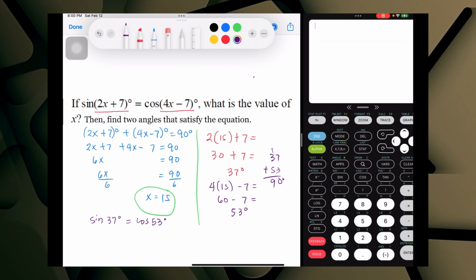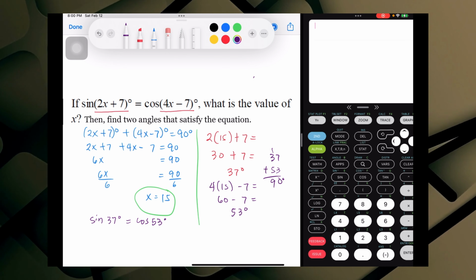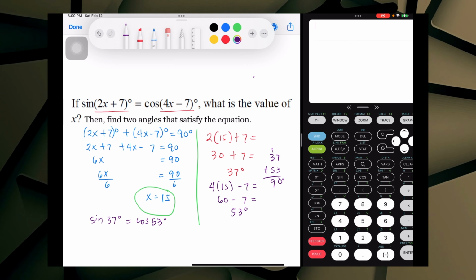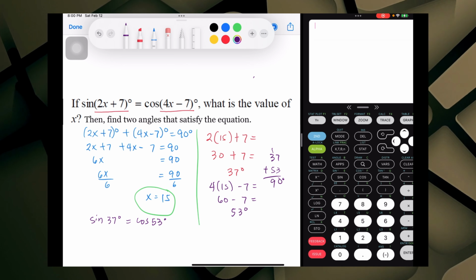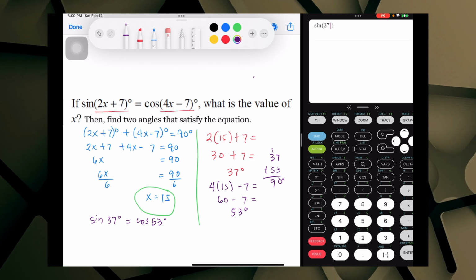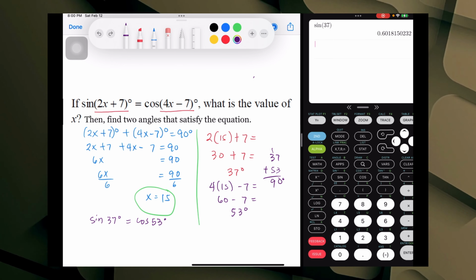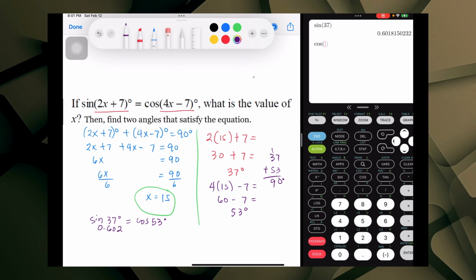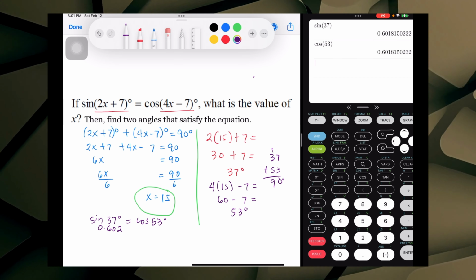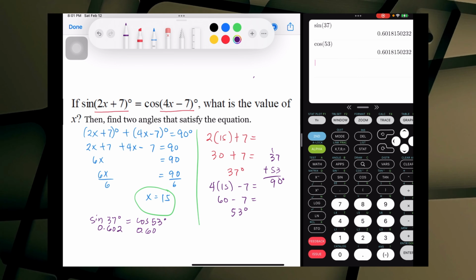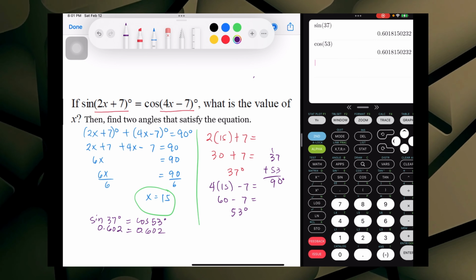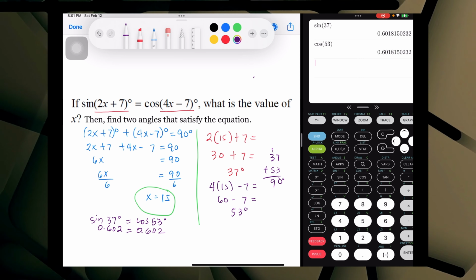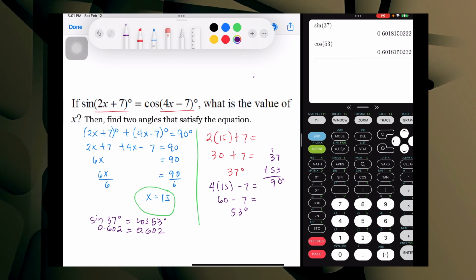We can verify if sine 37 degrees is equal to cosine 53 degrees using our graphing calculator. Let's key in sine 37 degrees, which is 0.602, while cosine of 53 degrees is also 0.602. Therefore, we have confirmed that sine of 37 degrees is equal to cosine 53 degrees.